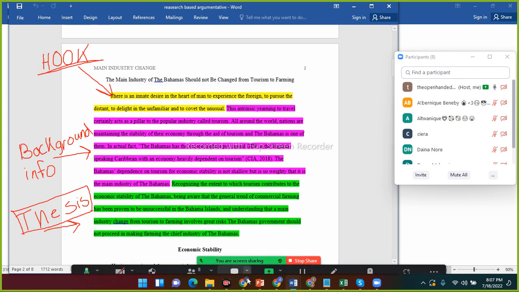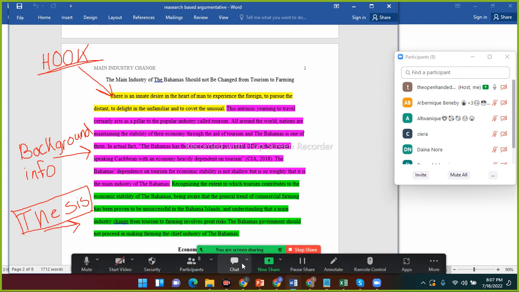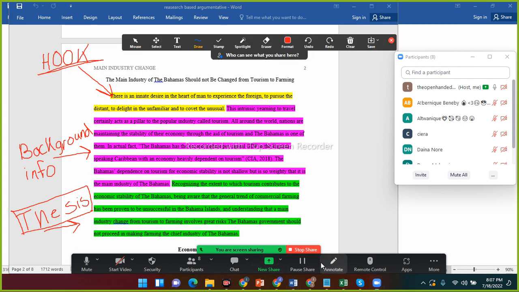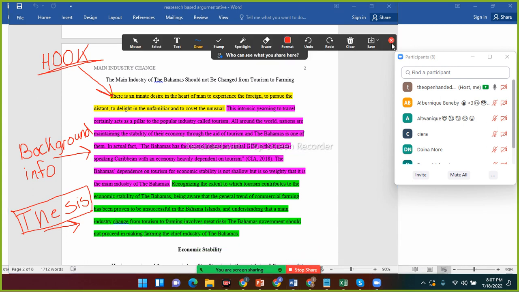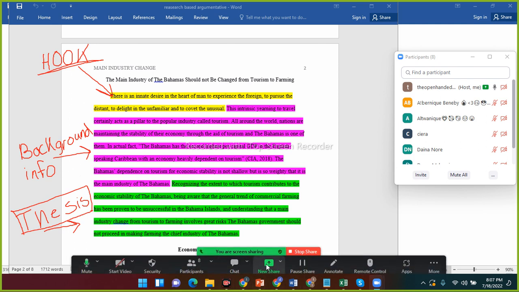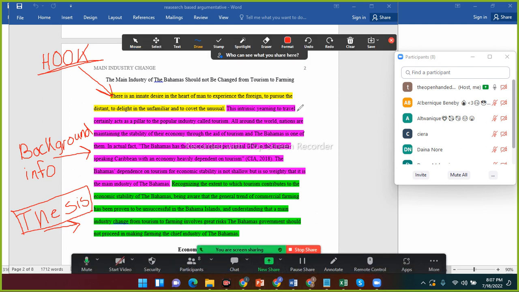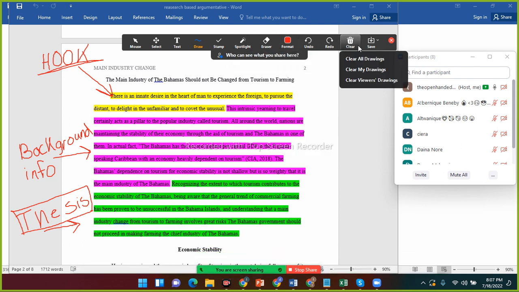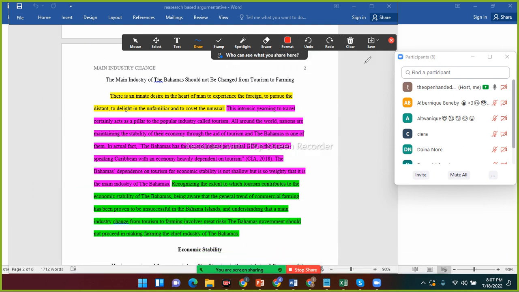So let me move this. That's the three parts of your introduction. You need to have your hook, your background information, and your thesis. I really want to clear all my charts. Good. Okay, so now it's time for the body paragraphs.